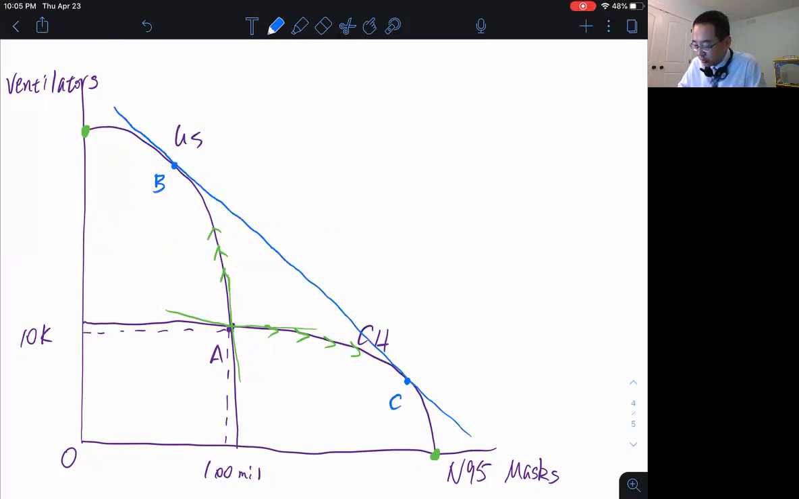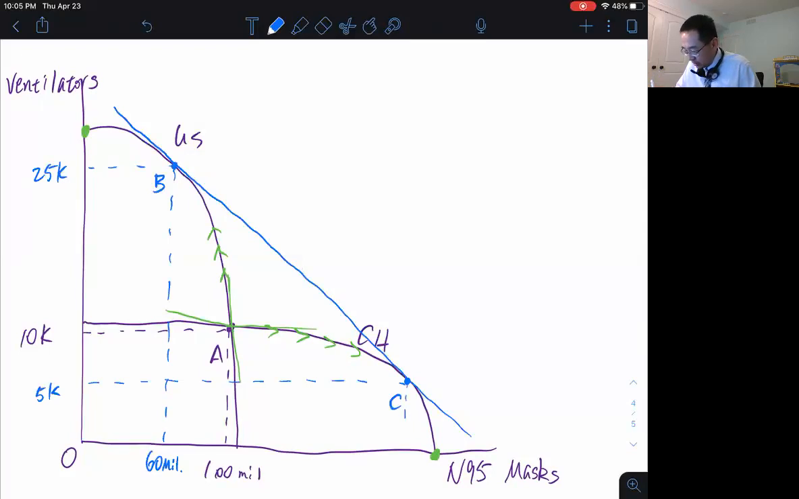Okay, so what we'll do is we'll go to point B where we'll produce, again, these are just arbitrary numbers, they don't matter. So let's say we'll go to 25,000 ventilators, and we'll reduce our N95 masks to 60 million. Okay, and China, on the other hand, will go to where they only make 5,000 ventilators instead of 10, but they increase their N95 production to 25 million, right? And then we come together and trade because at point B and point C, we have the same slope on both curves. So that means our opportunity costs of N95 masks and ventilators now equal each other in both countries. If we were to push any further than that, we reverse the comparative advantage, and that doesn't make sense.